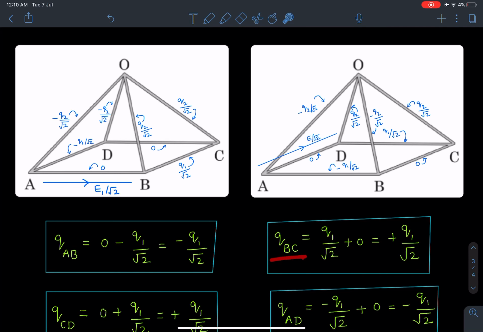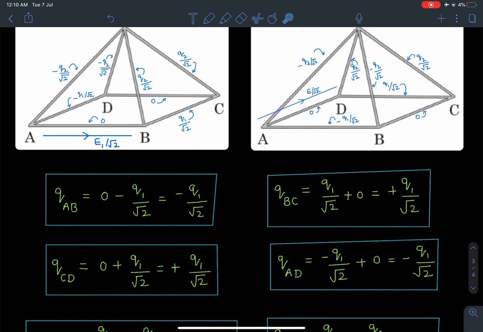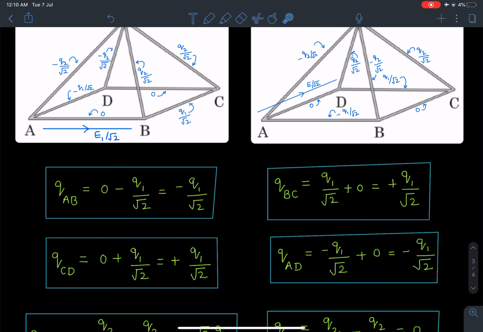Similarly, QBC, from the first diagram it is Q1 by root 2 and from the second diagram it is 0. So total charge is going to be Q1 by root 2 positive. Similarly, for rod CD we can see from first one contribution is 0, and from the second one it is plus Q1 by root 2. Overall charge here is going to be Q1 by root 2. Similarly for DA, contribution from first one is minus Q1 by root 2 and contribution from the second one is 0, so overall charge here is going to be minus Q1 by root 2.